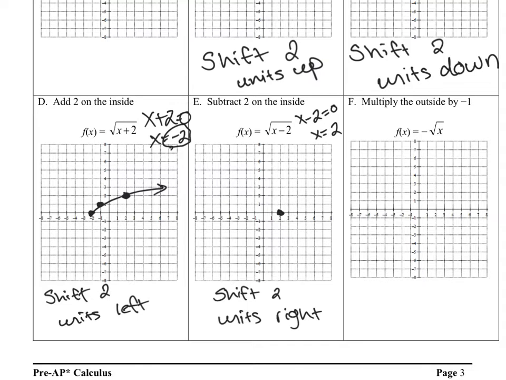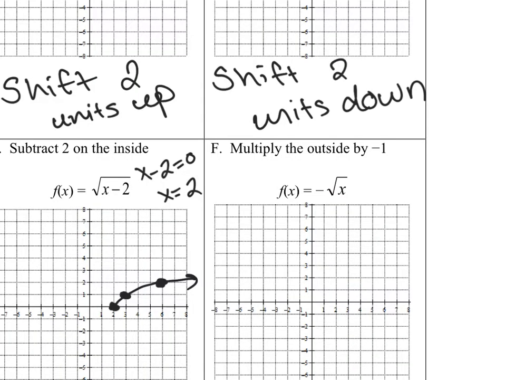When x is 3, 3 minus 2 is 1, square root of 1 is 1. Now, when x is 6, 6 minus 2 is 4, square root of 4 is 2. So this is our function after we shift right 2 units. All right, guys, so now we're looking at part F, okay? So part F is very similar to what we did in part A, but as you notice here out front of the function, we have a negative sign, all right?